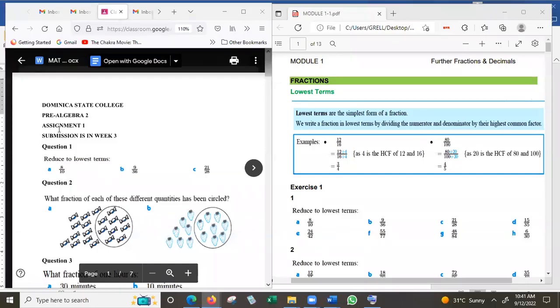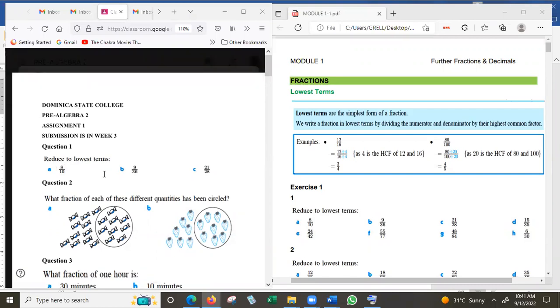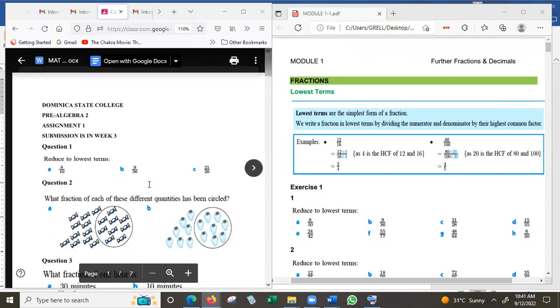So this is assignment 1 for Algebra 2. Submission is in week 3. It says reduce to lowest terms. So these are 3 fractions that need to be reduced to the lowest terms. They are not in the lowest terms. And to help with this, here is module 1, and here is an example.